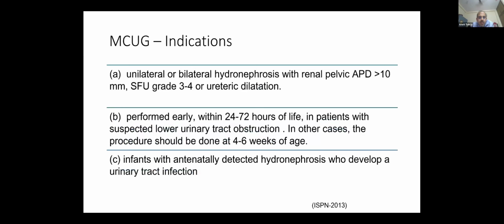MCUG indication: they are mentioning if APD diameter is more than 10, then you do it, but later, at 4 to 6 weeks. And within 24 to 72 hours MCUG should be done if we are suspecting lower urinary tract obstruction. And if the baby with antenatal hydronephrosis develops UTI, then we have to do MCUG. So MCUG has to be done if APD is more than 10 mm, if UTI develops, and if lower urinary tract obstruction is suspected, then within 24 to 72 hours.